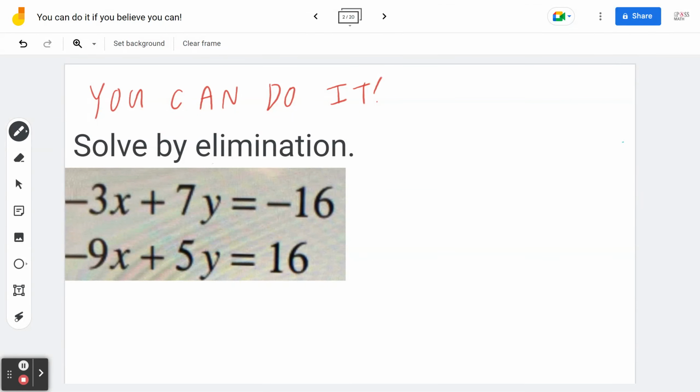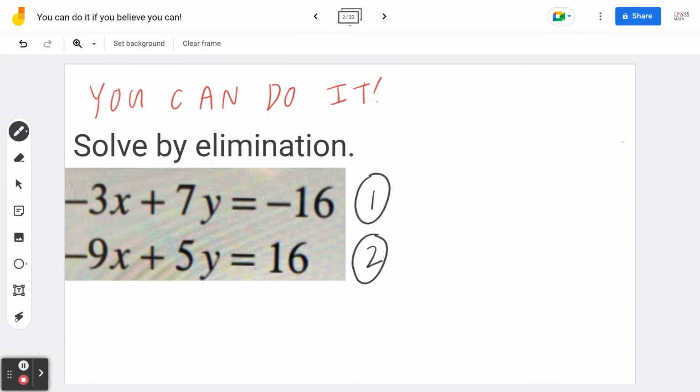Hi everyone, let's take a look at the following example. Solve by elimination. Negative 3x plus 7y equals negative 16. You can name this equation number 1. Negative 9x plus 5y equals 16. You can name this equation number 2.